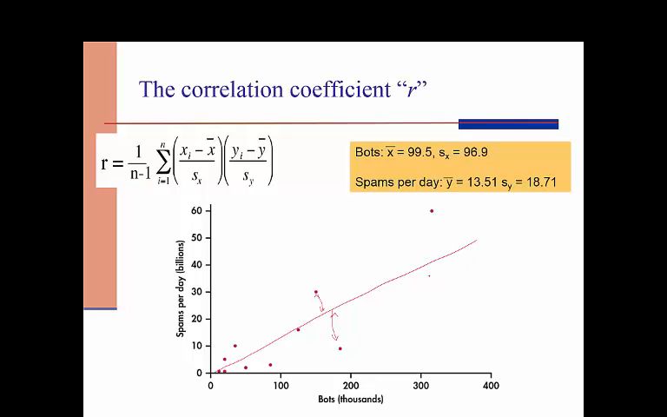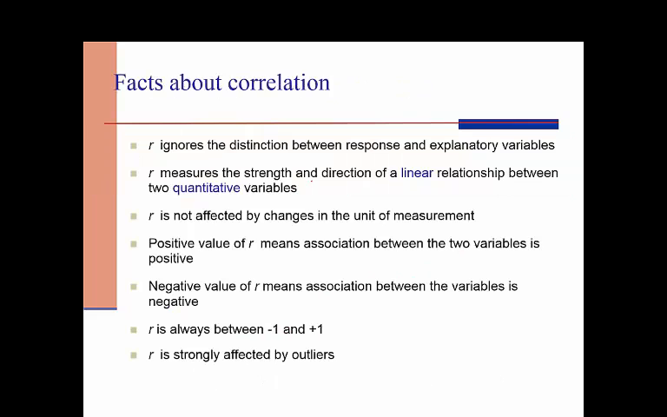So in this case, when we're looking at the spams per day and the bots, using those values of averages and the standard deviation, you get an R value of 0.885. That's a pretty good correlation coefficient. R values go between -1 and +1. So when R is positive, that means there's a positive relationship between the two variables. When R is negative, that means there's a negative relationship between the two variables. So R positive means the line goes this way, R negative means the line goes that way.